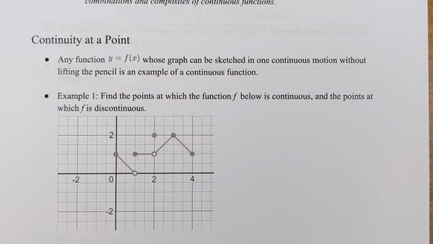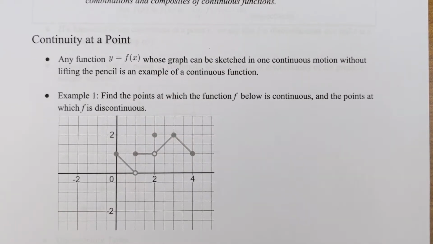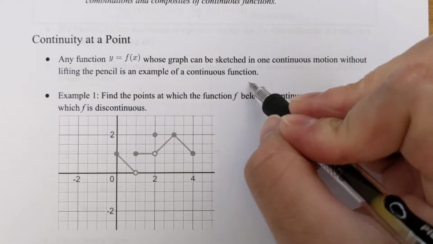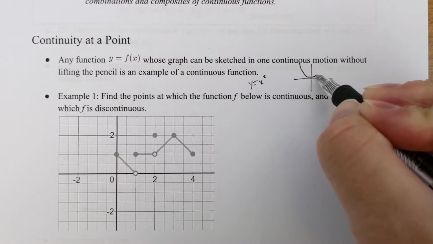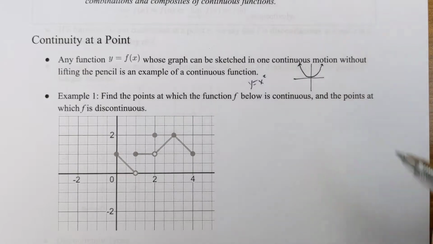It says that any function y equals f of x whose graph can be sketched in one continuous motion without lifting the pencil is an example of a continuous function. So y equals x squared is continuous because if I graph y equals x squared, I can draw the graph in a smooth, continuous motion without having to lift my pen or pencil.